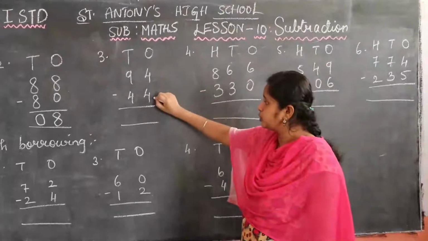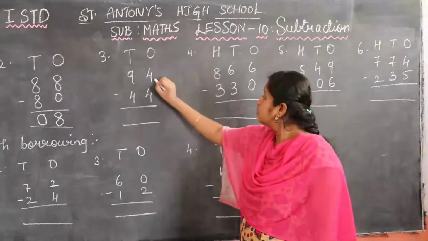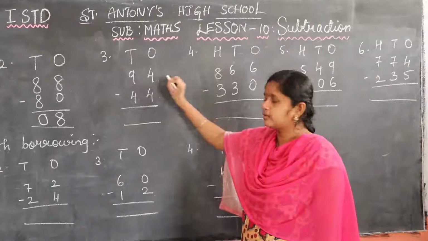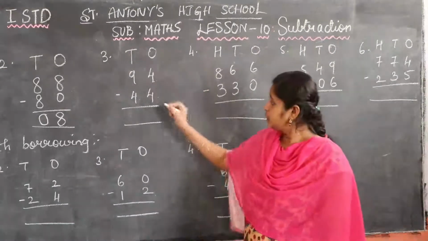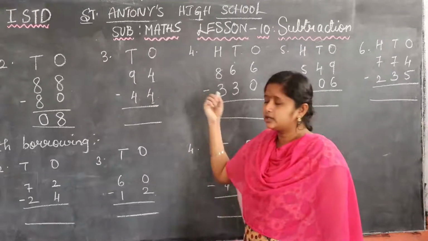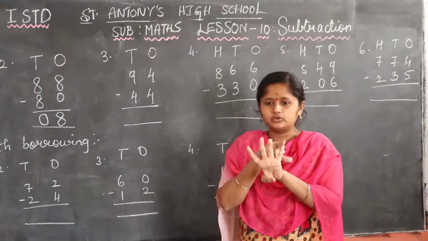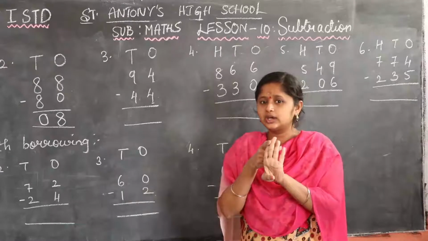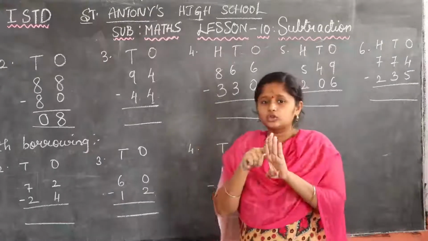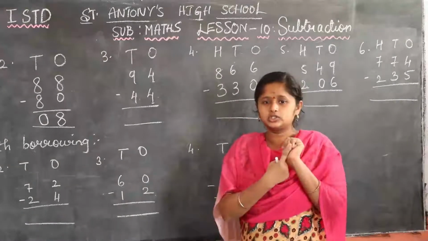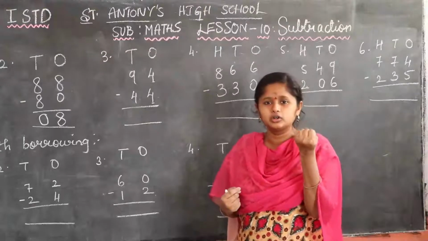4 minus 4. Same, children. From 4 chocolates Mama gives you, you gave those 4 chocolates to your sister. 4 chocolates: 1, 2, 3, 4. 4 chocolates were there, and you gave all 4 to your sister. So how much is left with you?